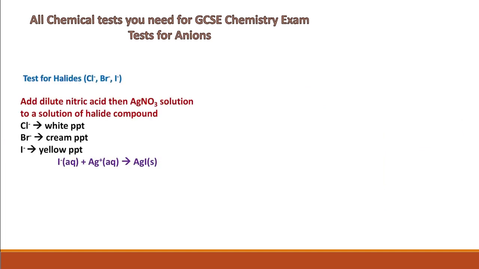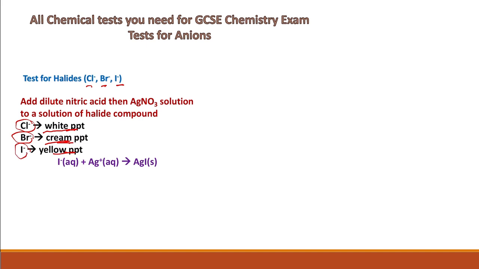Test for anions. First of all, testing for halides. Halides are chloride, bromide, and iodide. First of all, you need to add dilute nitric acid, and then you add silver nitrate solution to the solution of the halide compound. If it gives you a white precipitate, then it's going to be chloride. If it's a cream precipitate, it's bromide. If it's a yellow precipitate, it's going to be iodide.